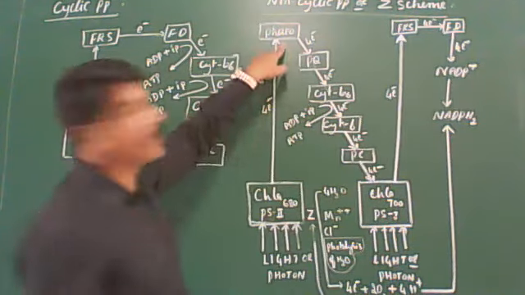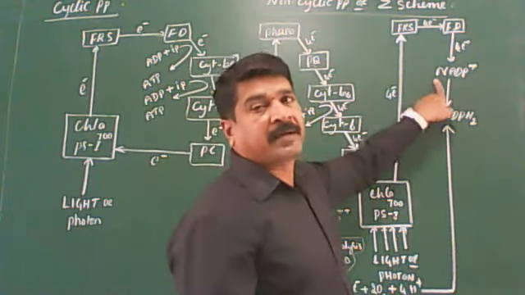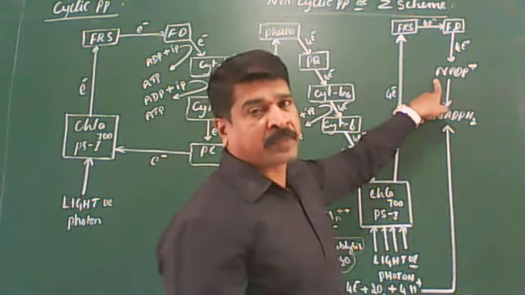Primary electron acceptor is the PO518. NADP plus is the final electron acceptor in non-cyclic photophosphorylation.